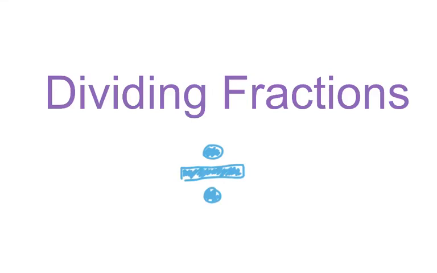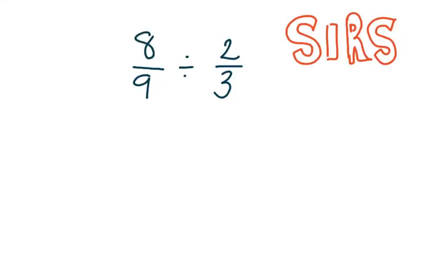When we talk about dividing fractions today, we're going to use the acronym SIRS. So if you see a division problem that has two fractions, then we are going to keep the first one the same. That's what the first S stands for, the same fraction, 8/9.